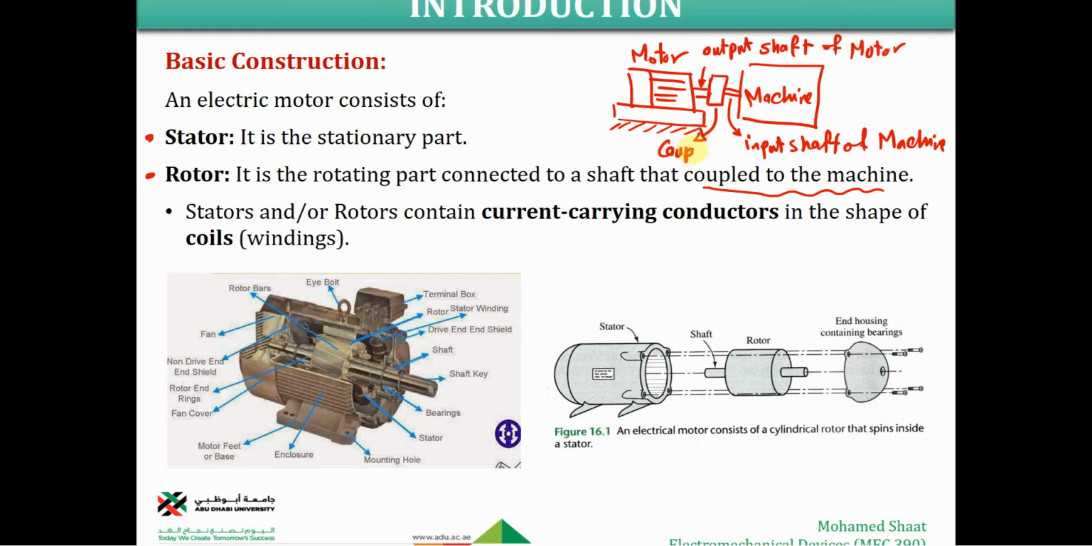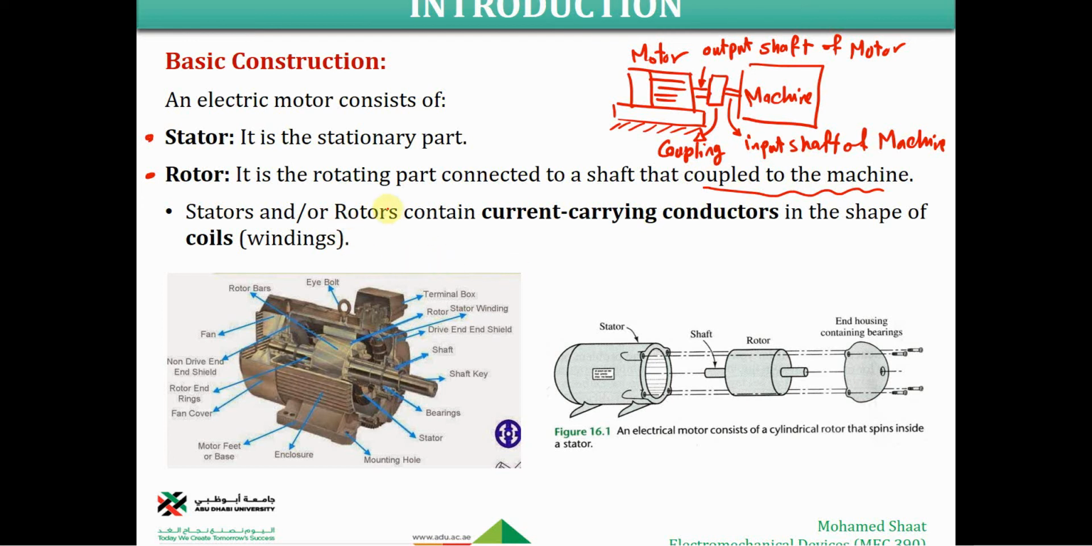So this is a coupling, and we have different forms of coupling, like flexible coupling and positive action coupling. We have different ways of connecting the output shaft of the motor to the input shaft of the machine. This is the basic idea of the use of this electrical motor in mechanical applications.